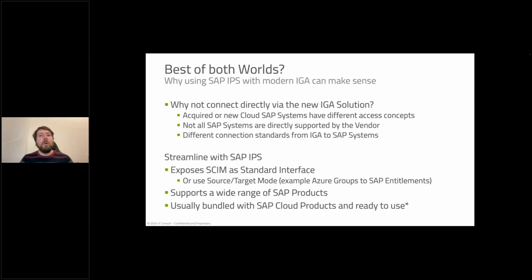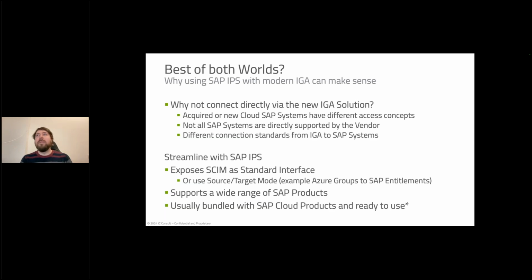If you're interested in how to do a project in switching your IGA solution and moving from SAP IDM to a modern IGA solution, we will do some webinars with our partners, and we will go into basics of how to start such a project. And my focus today is what can we reuse and possibly save time during this migration, and also still use SAP's best of breed approach together with a modern IGA solution. So why not connect directly via a new IGA solution?